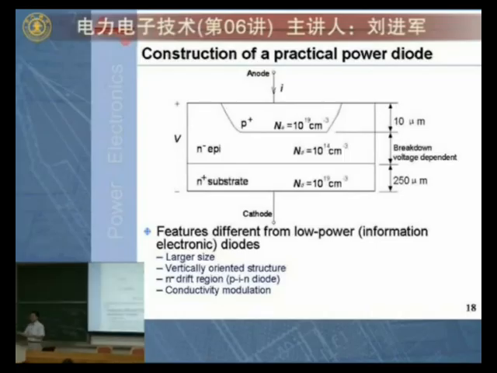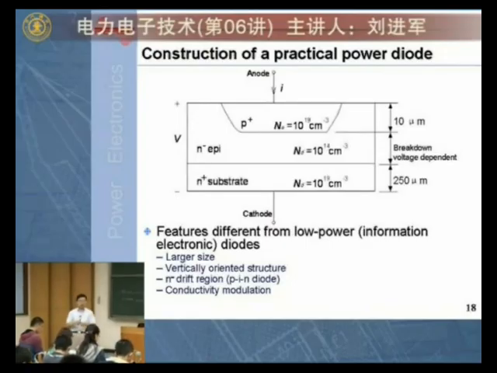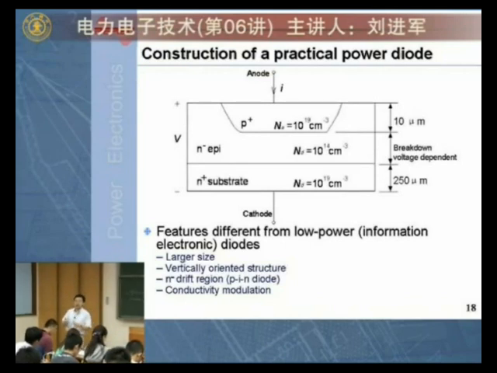And therefore, you can imagine the density of free electrons and holes in the intrinsic region will become larger because you injected a lot of free electrons and holes into this N minus region or intrinsic region. And therefore, as your electron density and hole density increase, your conductivity becomes larger. Therefore, you can allow larger current to flow through.